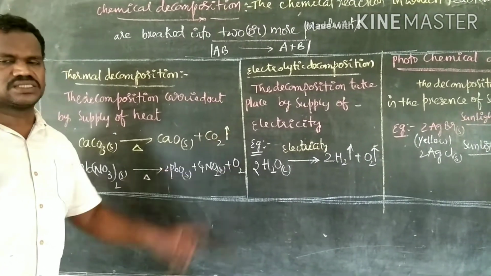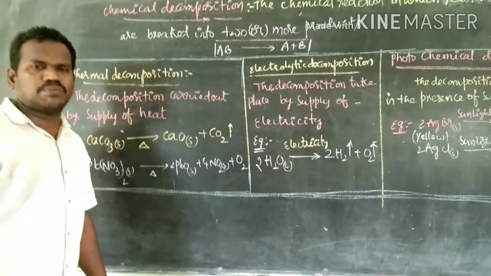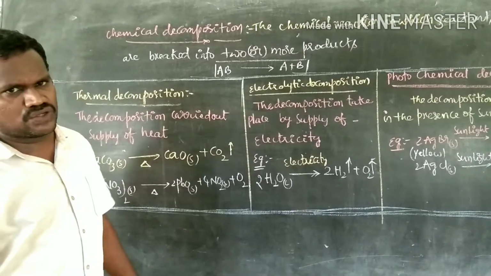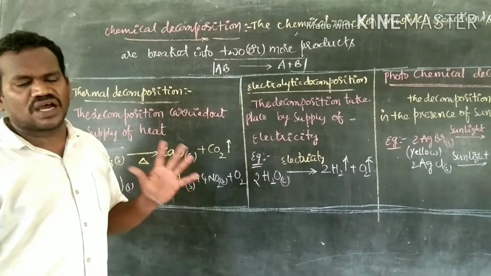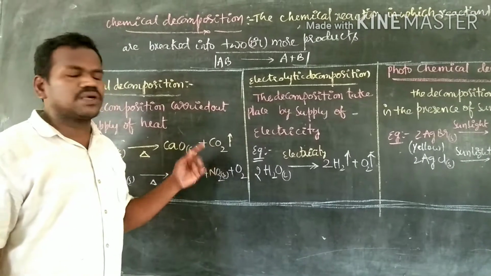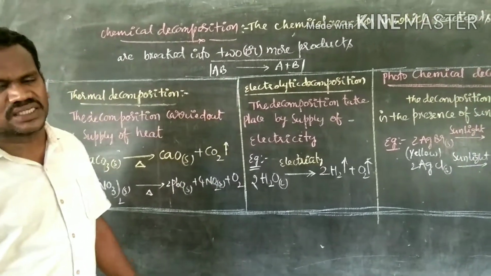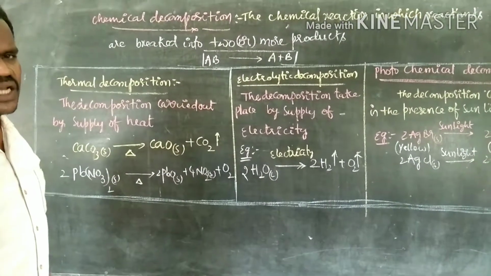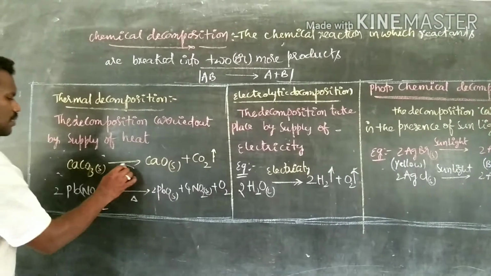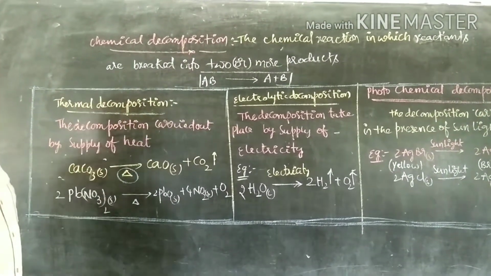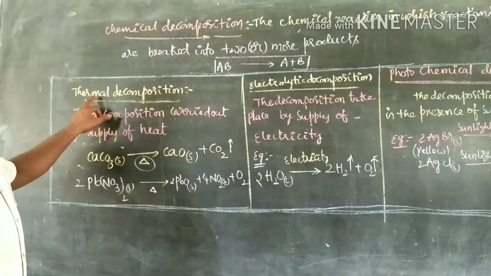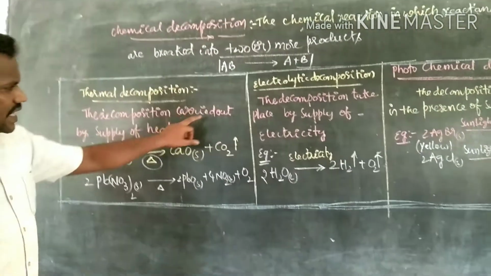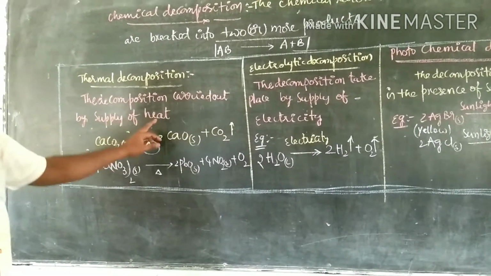Carbon dioxide is a gas. If you introduce a burning splinter near the mouth of the delivery tube, it is put off. Why? Because carbon dioxide acts as a fire extinguisher. Now what does it mean? Carbon dioxide gas is liberated by supply of a large quantity of heat. Means we are supplying the heat. So it is called thermal decomposition. The decomposition carried out by supply of heat.